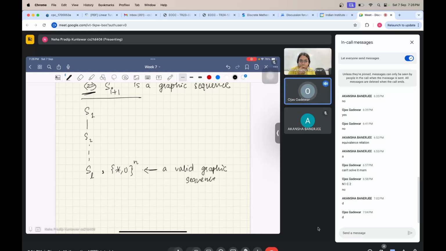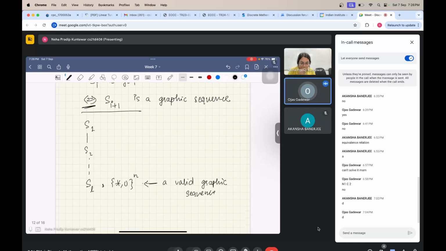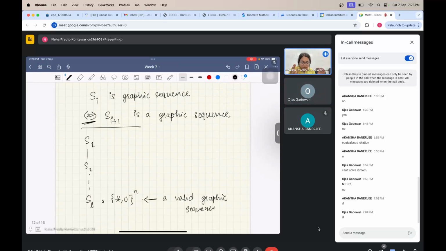I think we are using a forward direction. Like if SL is not valid, then how can SL plus 1 be valid? Okay, so just to be clear, the forward direction is that if SI is graphic, then SI plus 1 is graphic, and the backward direction is if SI plus 1 is graphic, then SI is graphic. So which one are you talking about? Forward direction.